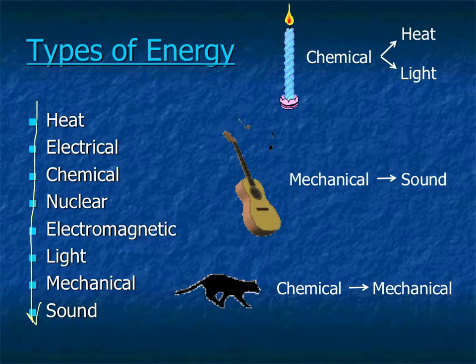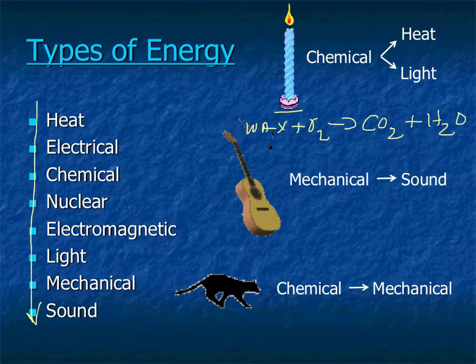We have chemical energy here in this candle. This is a chemical reaction involving wax, which is a hydrocarbon, plus oxygen, and that gives me CO2 plus H2O. If you remember, you should automatically recognize this as a combustion reaction. We're taking the energy from the chemical reaction and transforming it into heat and light energy, right? The candle gives off heat, and it also gives off light.